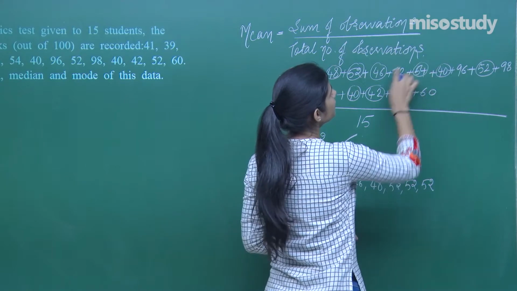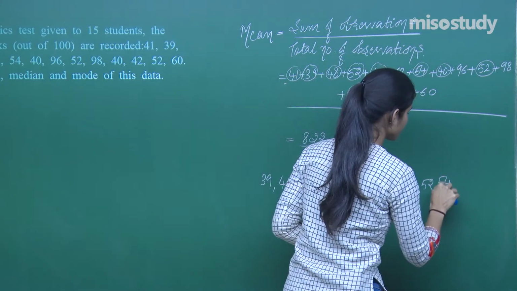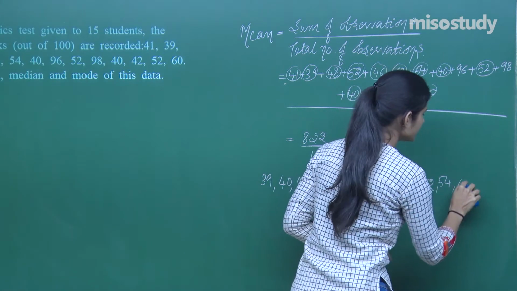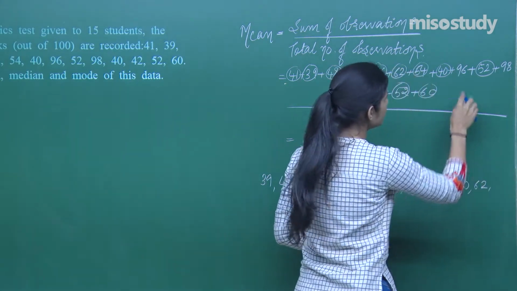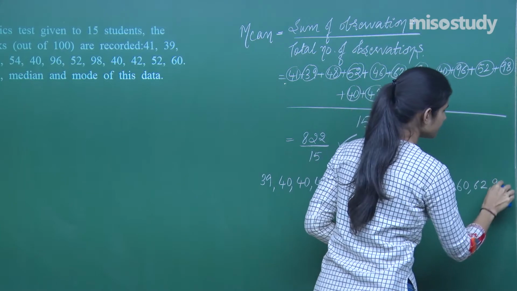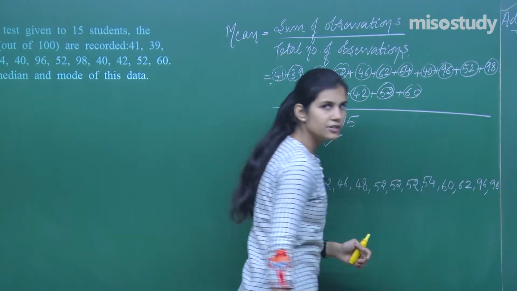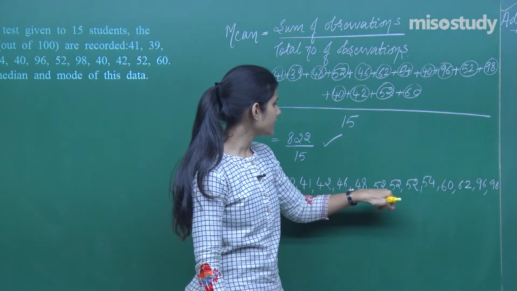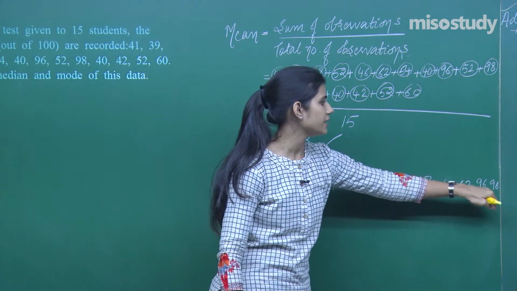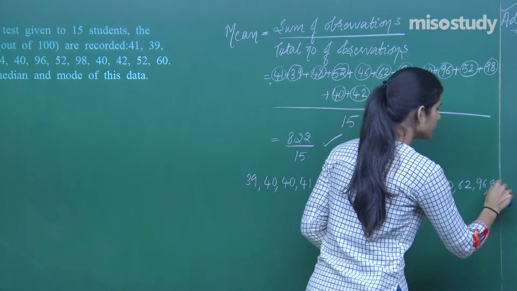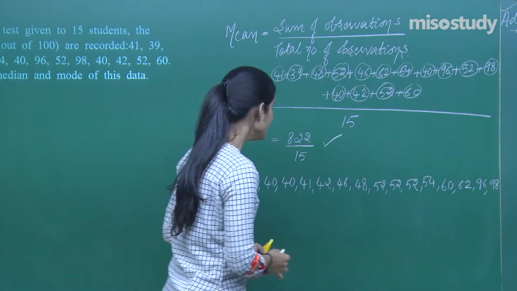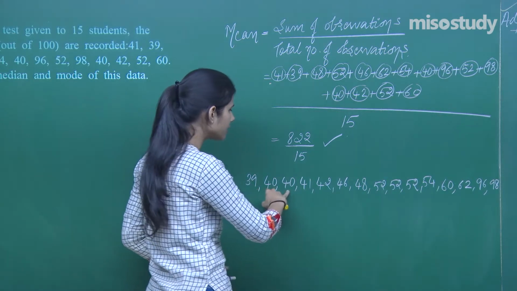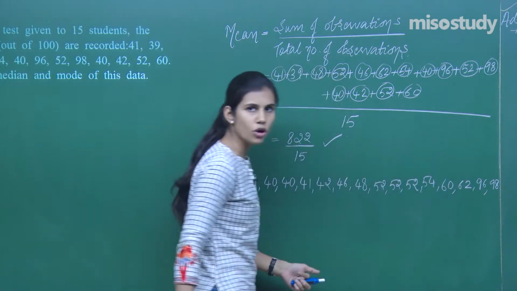After that you have 54, then you have 60, 62, 96 and then 98. I have arranged the data in the ascending form, 1, 2, 3, 4, 5, 6, 7, 8, 9, 10, 11, 12, 13, 14 and 15. These are my 15 values arranged in ascending order. Each value now has a fixed position. This is first observation, second, third, fourth and so on, 15th observation.